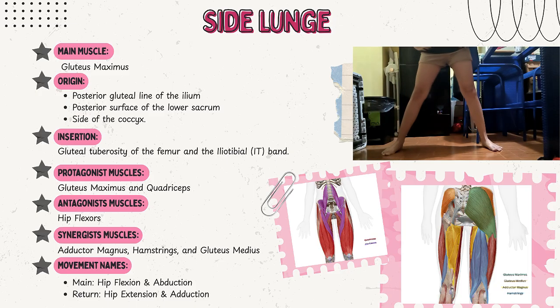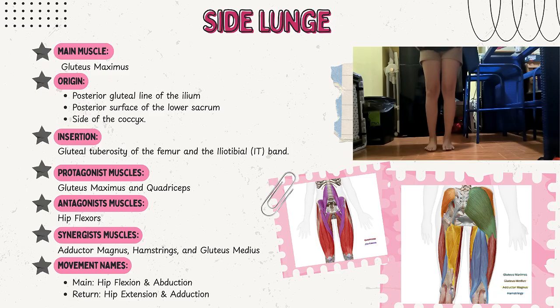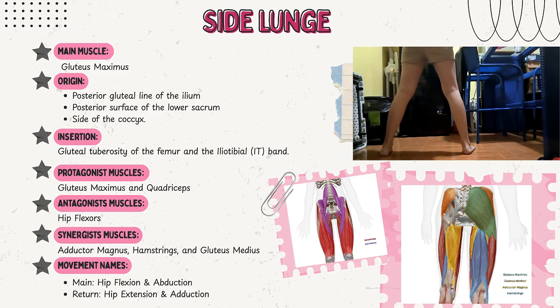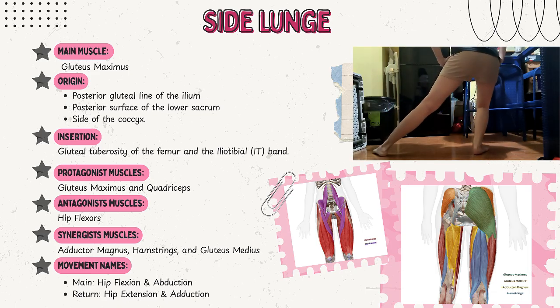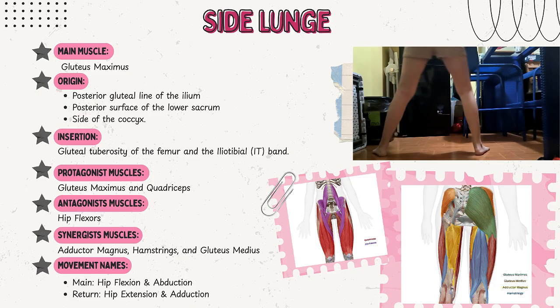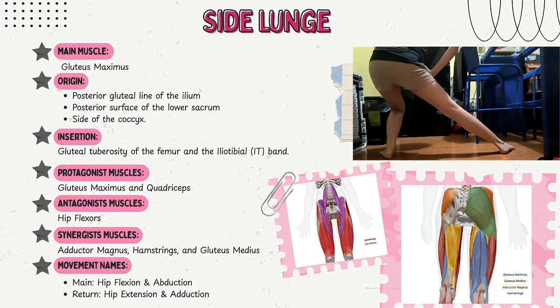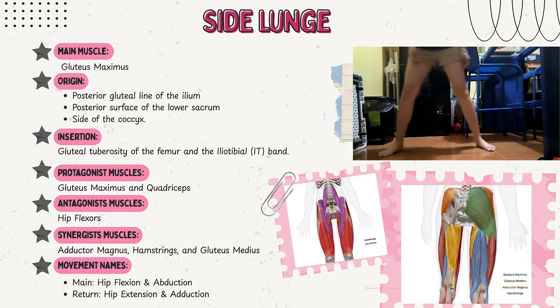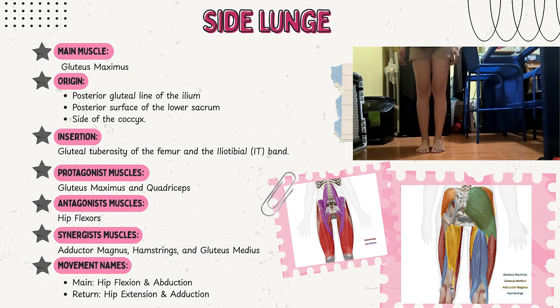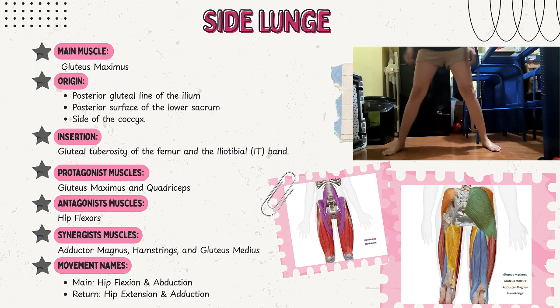Your knee should be directly above your foot and your other leg should be straight. Hold this position for a few seconds, then push off your foot and return to the standing position with your feet being shoulder width apart. To explain the movements that happen during a side lunge, hip flexion and abduction, the main movement or descent, and hip extension and adduction, the return or ascent, work together to manage what happens during a side lunge.